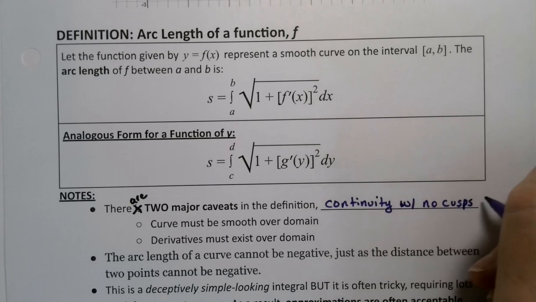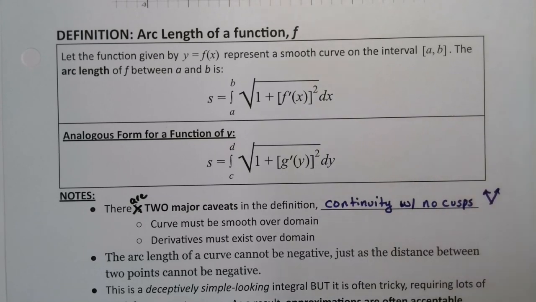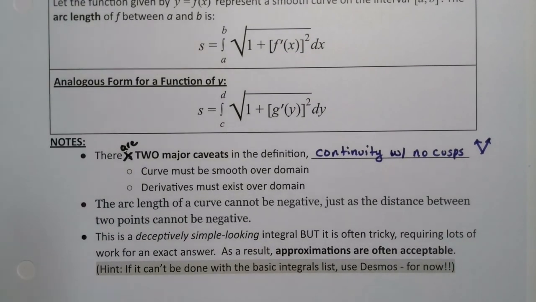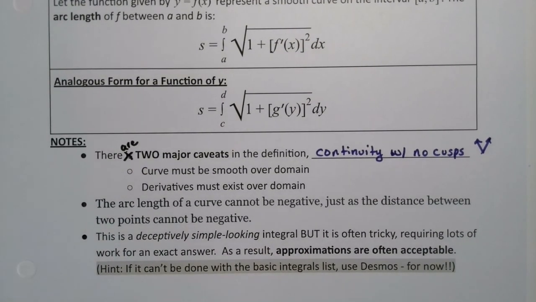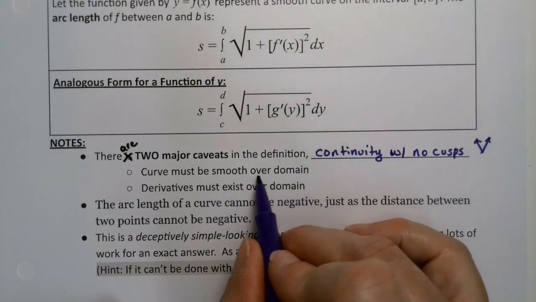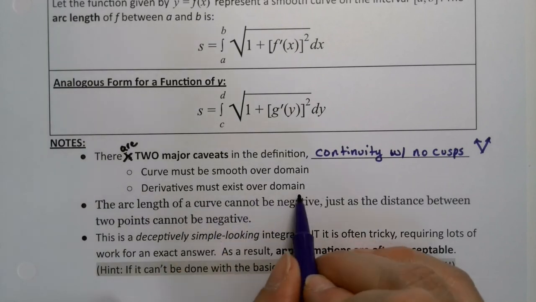Cusps are sharp points like that in a graph, right? We can't have that. Some books call them cusps. Some books just say they're sharp points. You can't have them, so it doesn't make any difference. All right, so it must be smooth, right? Smooth and with no cusp, and it has to be over the entire domain, and the derivative must exist.